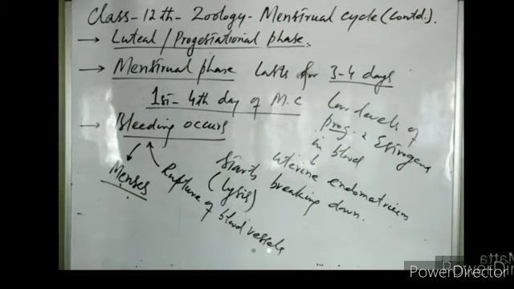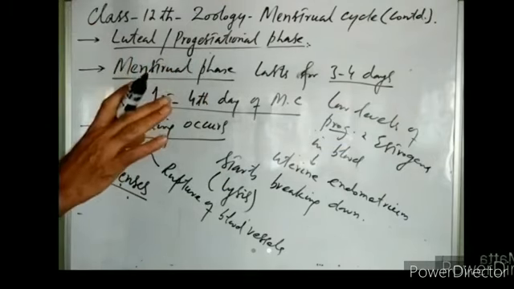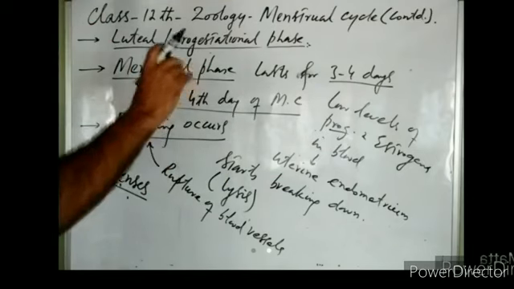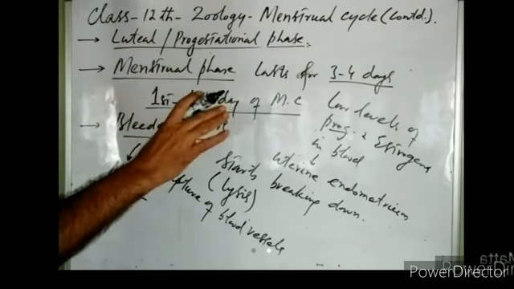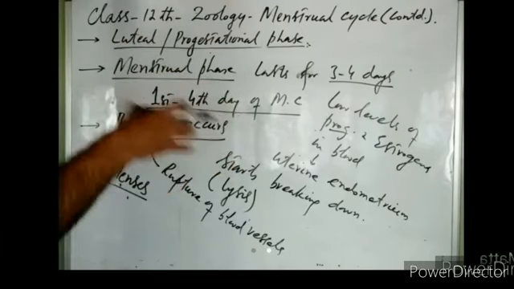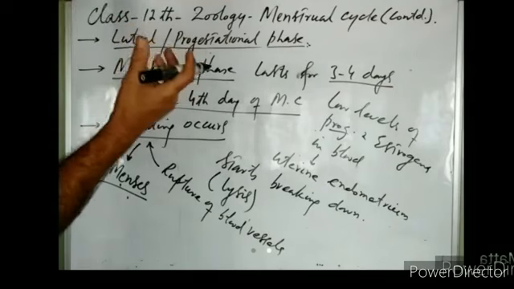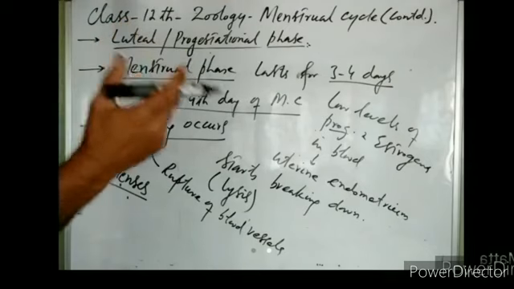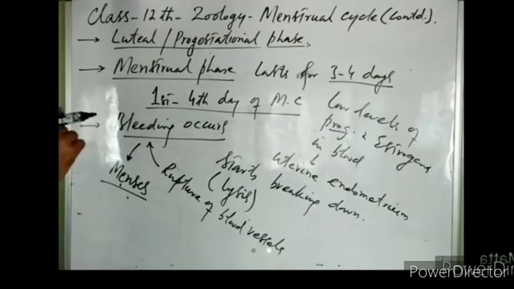I will repeat it again, right? So I told you if the ovum remains unfertilized, morula is not formed, blastula is not formed, blastocyst is not formed, implantation doesn't occur, placenta is not formed. So there is no human chorionic gonadotropin. HCG is not produced. When there is no HCG, corpus luteum, this endocrine gland, is not maintained.